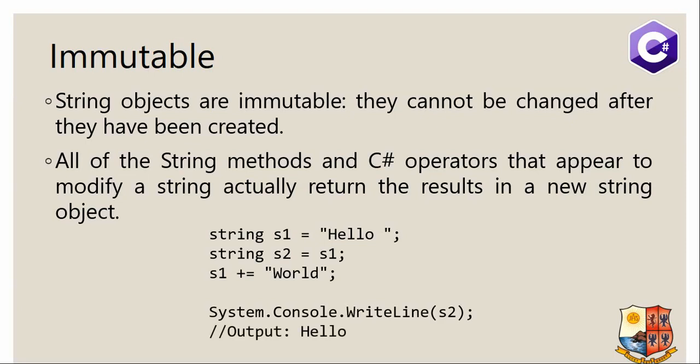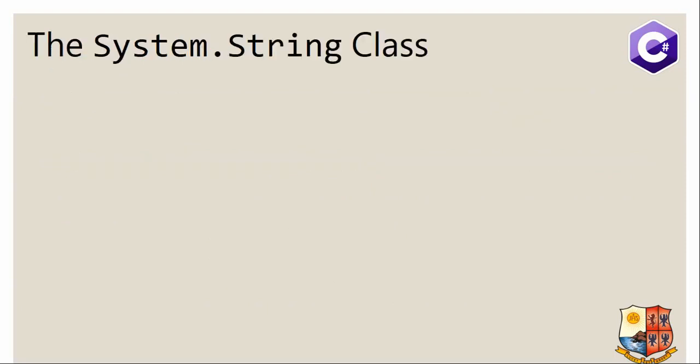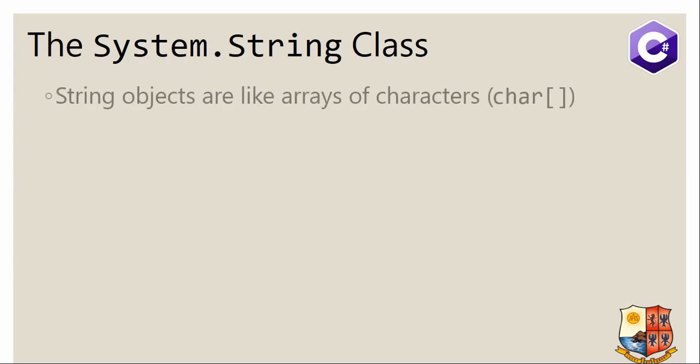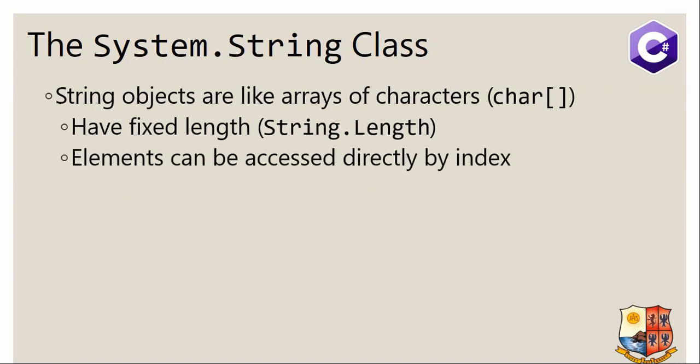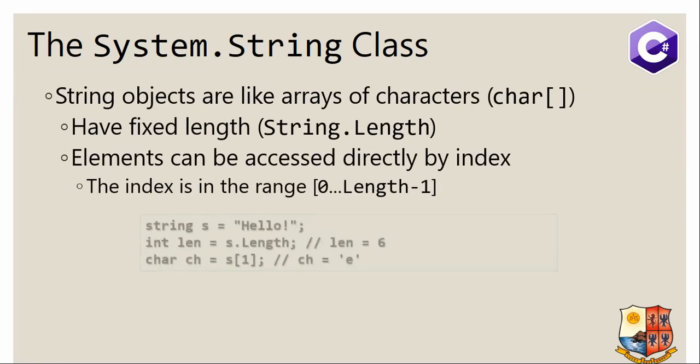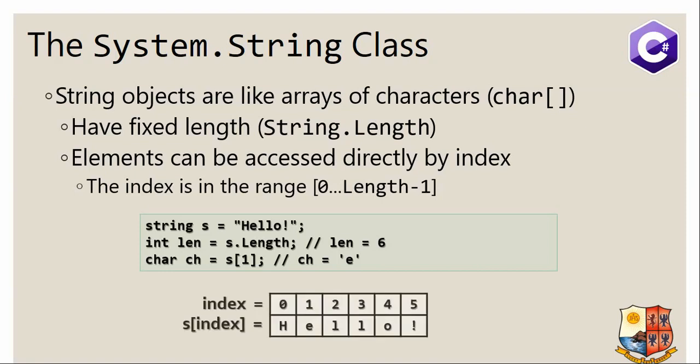All right, so this is what we saw in the last class, and this string class was a little bit ambiguous because we had three different things to represent the same idea. They are like an array of characters. They have fixed length, and they can be accessed directly by the index, which is not possible in Java. Here it is possible, and the index is in the range of 0 to length minus 1. I think the same thing we saw yesterday, so let me just quickly skip that.